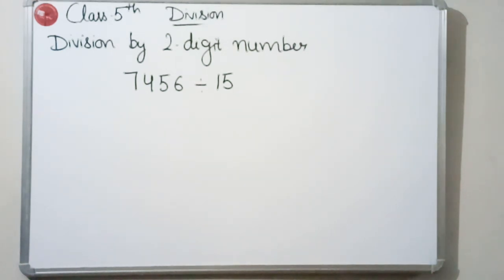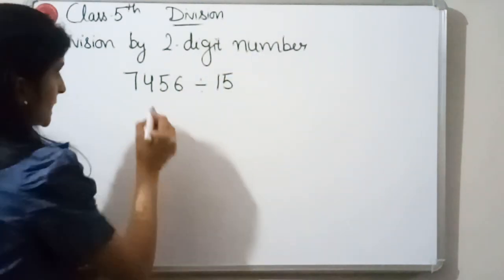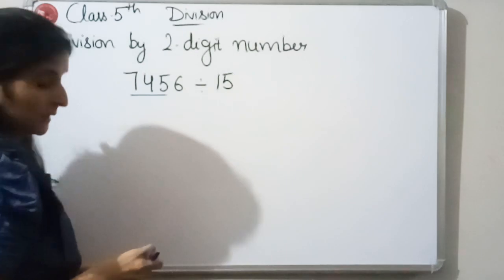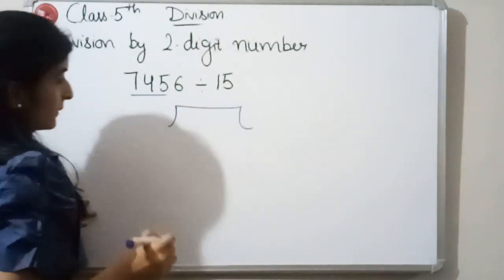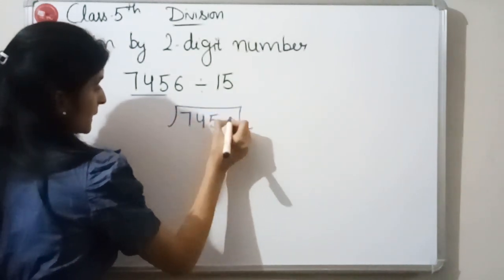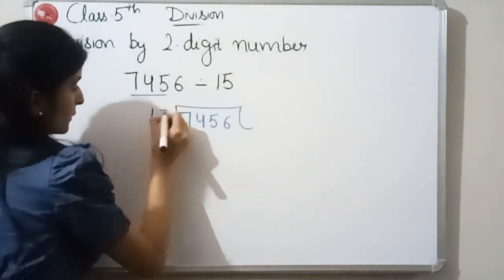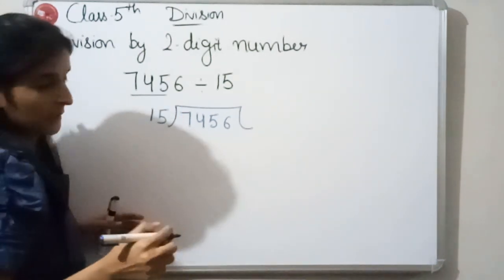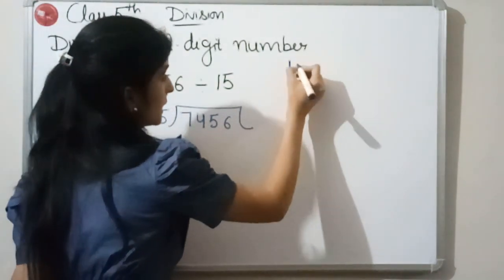Now the next topic is division by a 2-digit number. Here we have to divide this number by 15. What is the dividend here? Dividend is 7456. And what is the divisor? Divisor is 15. So children, what you can do for division, you can write the table here.